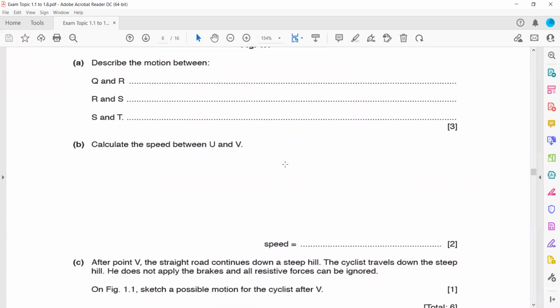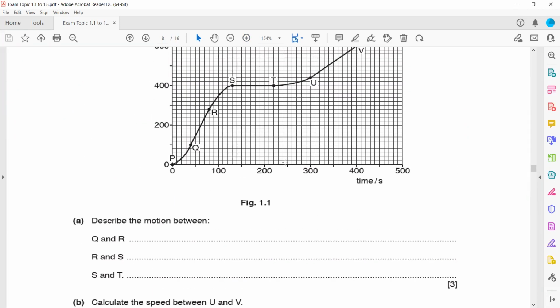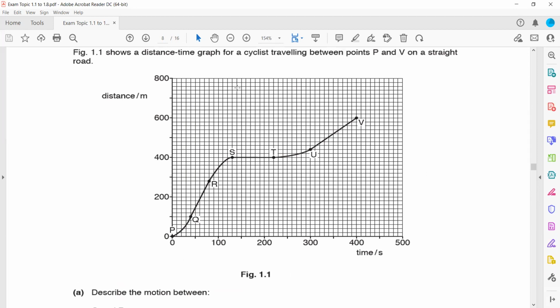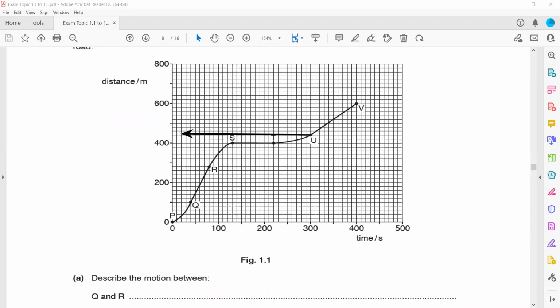Then calculate the speed between U and V. So we want to calculate the speed between U and V. So we have to calculate how much distance is covered between U and V. Or, it's a straight line, so we can find the gradient.